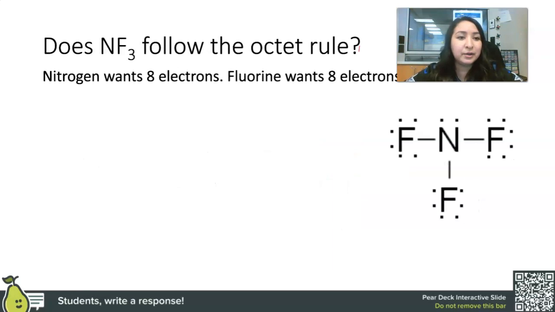All right, now can you tell me, does this NF3 follow the octet rule? Know that nitrogen wants 8 valence electrons, and fluorine also wants 8 valence electrons. Go ahead and pause and answer the question.